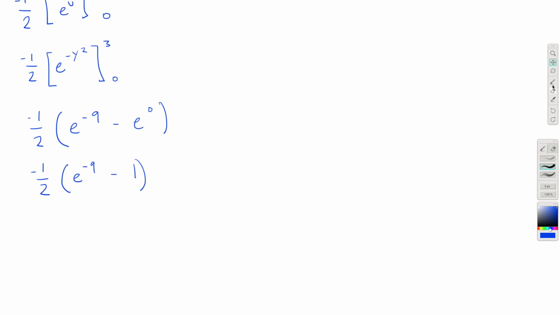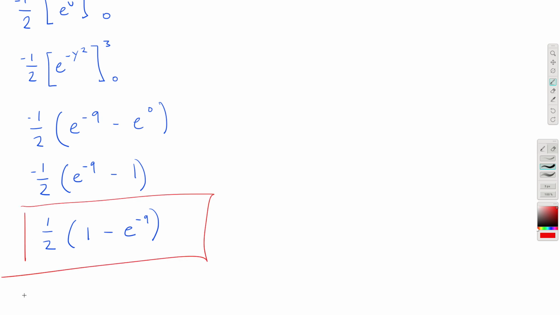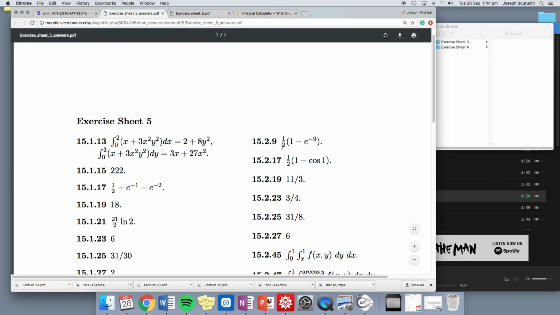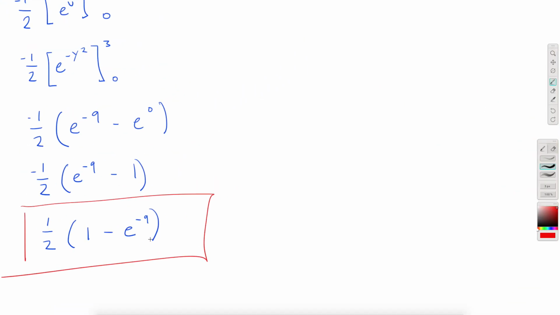And this could be rewritten as 1/2 times 1 minus e to the negative 9. That's a nice way to write it. So this should be our answer: 1/2 times 1 minus e to the negative 9. And that's what we got.